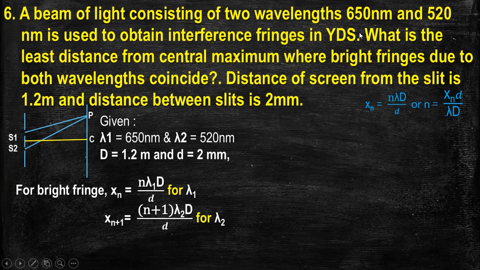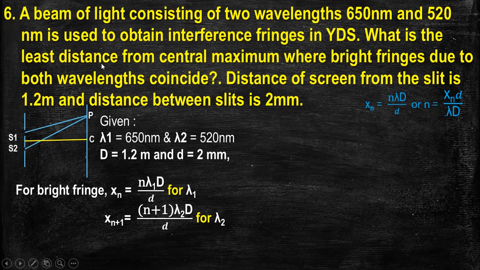In this particular problem, the wavelength of light used is decreased from 650 to 520. First time 650 is used, second time 520. That means the wavelength decreased. If the wavelength of light used is decreased, then definitely n will increase. So by how much should n increase? The question arises whether to make it n plus 1, n plus 2, or n plus 3. So you have to read the problem. Notice the word least distance.